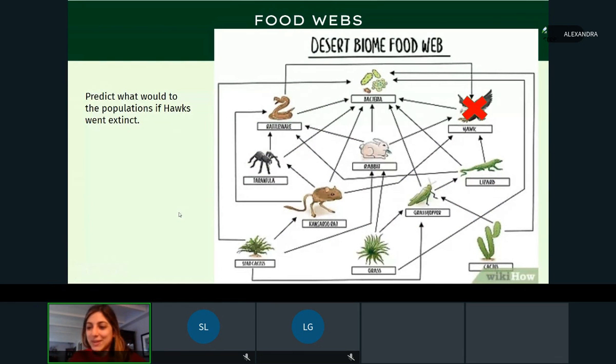Let's try the spiders. Go ahead. If you were to get rid of the tarantulas, how would that affect the food web? Let's do it. Go for it. Okay. There would be more rats, fewer snakes. Okay. Good. Good. Give me a reason why.